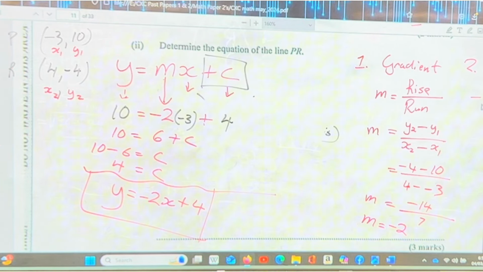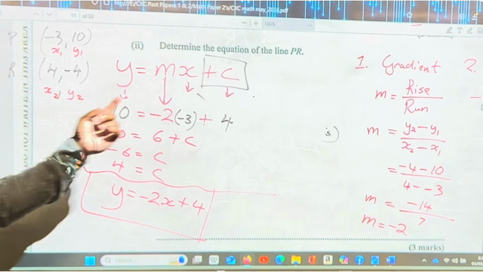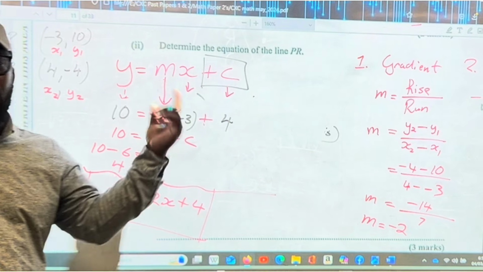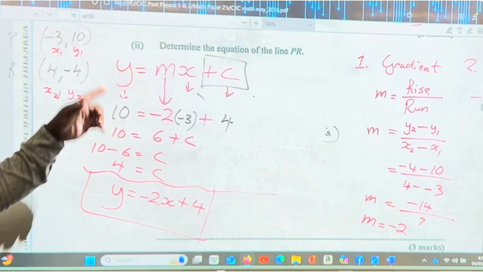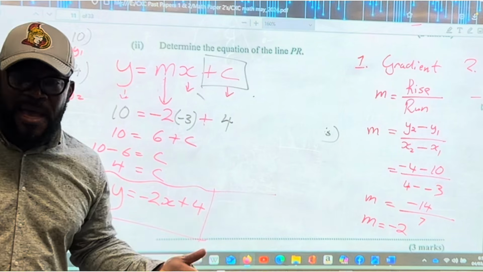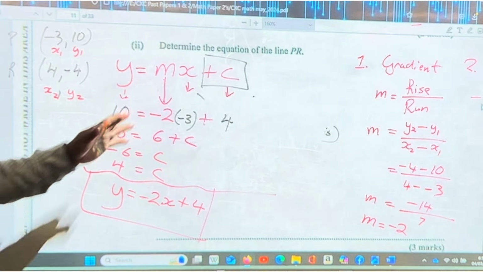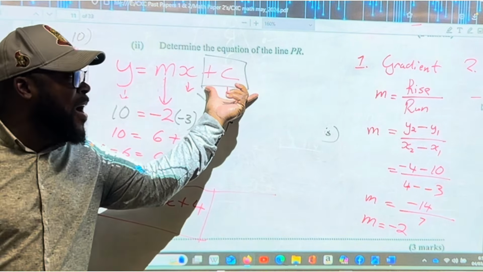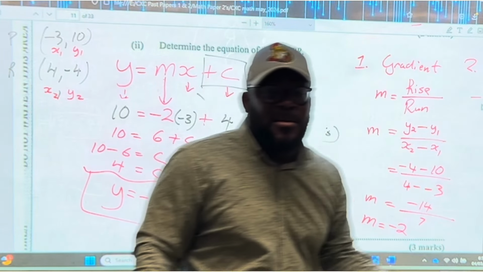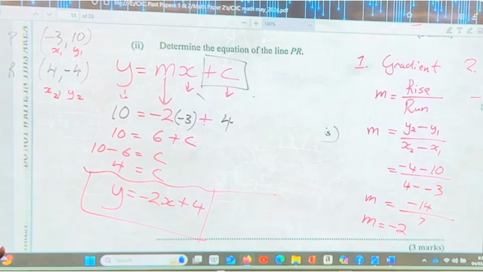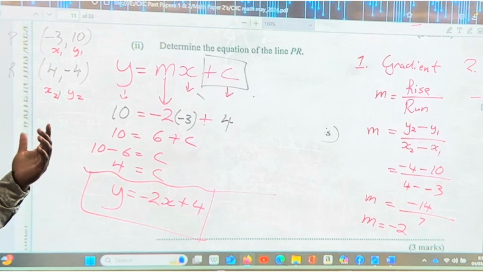But in saying that, in CXC, you tend to see textbooks that use y equals mx plus c. But the American books, which I have looked through, you see y equals mx plus b. Don't let it throw you off. It's still that last number behind here, which is the y-intercept.